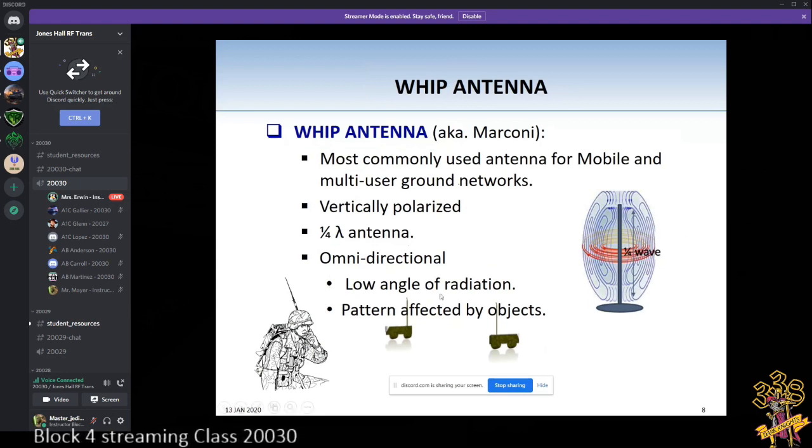It's got a low angle of radiation, because as you can see here, looking at the blue, it's going to radiate outward from the antenna. So that's a low angle. A high angle would be going upward. The pattern of the antenna radiation can be affected by objects. So if one of these vehicles decided to go up here and park right there, it would affect the radiation pattern. When you put a whip antenna on a vehicle, it can affect the radiation pattern.